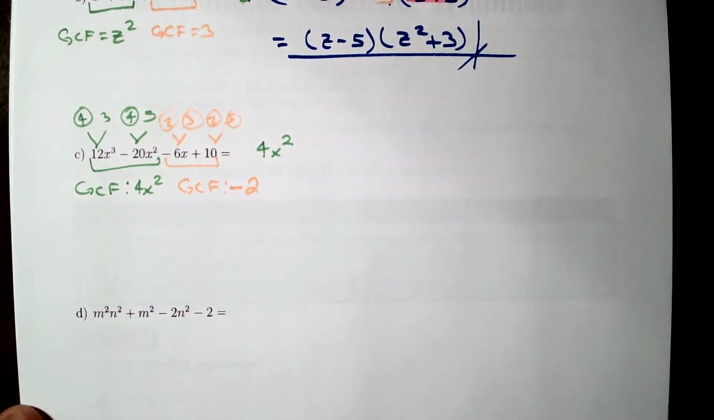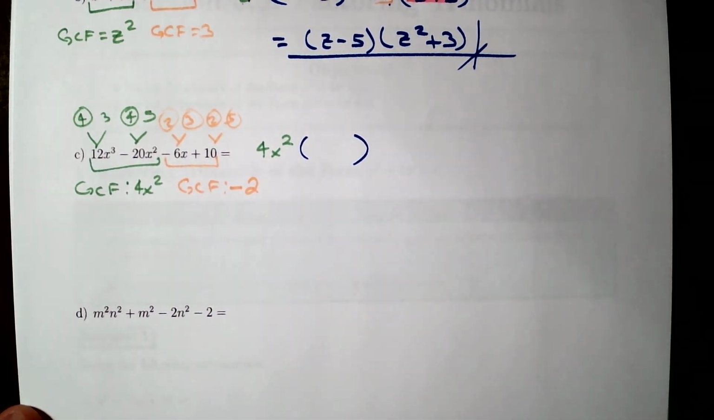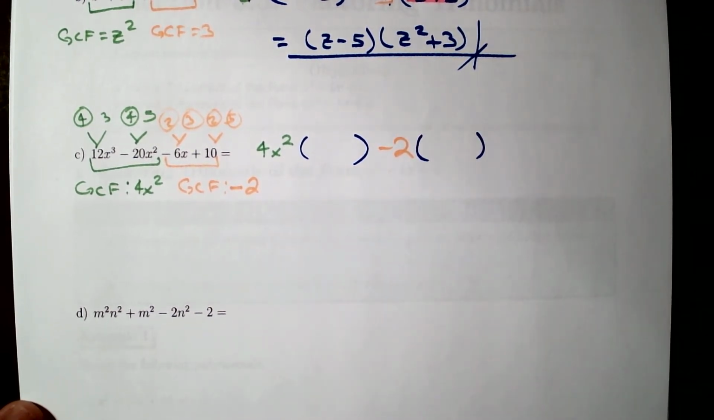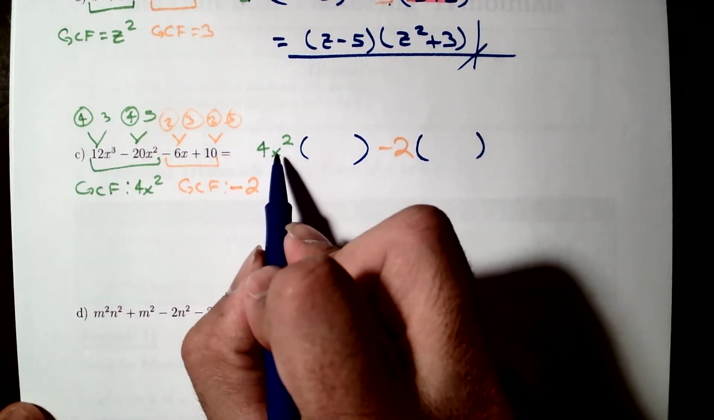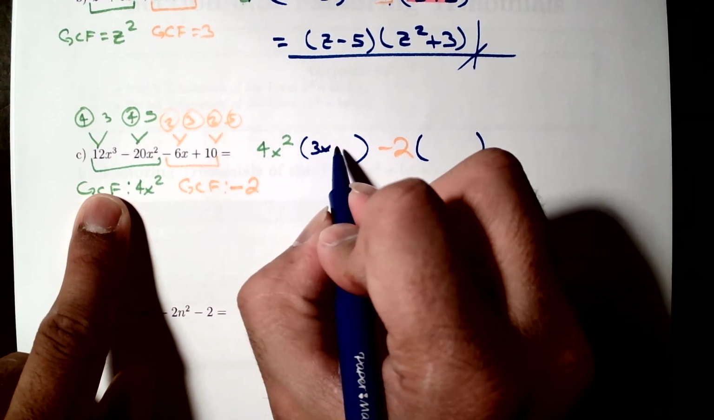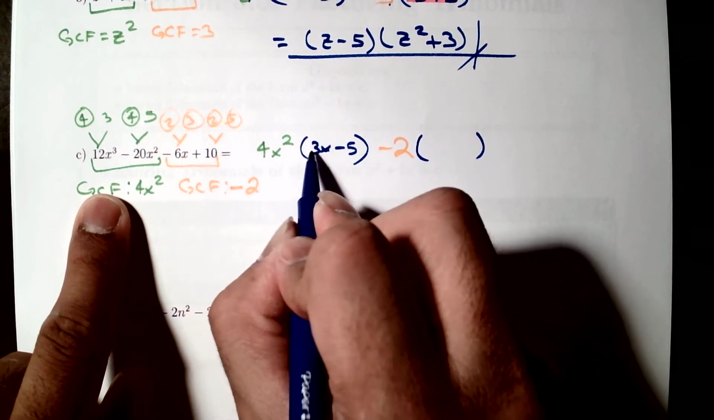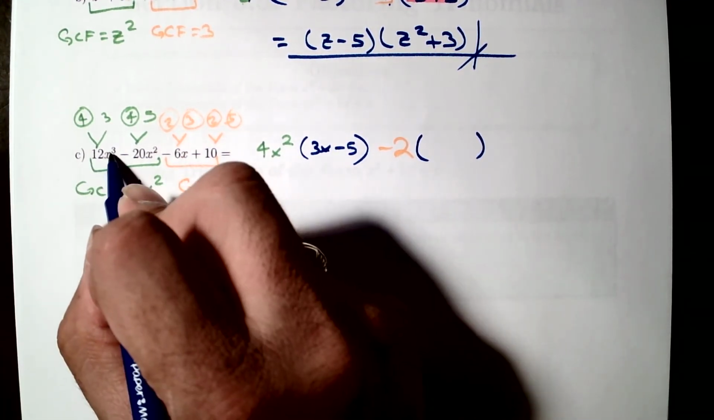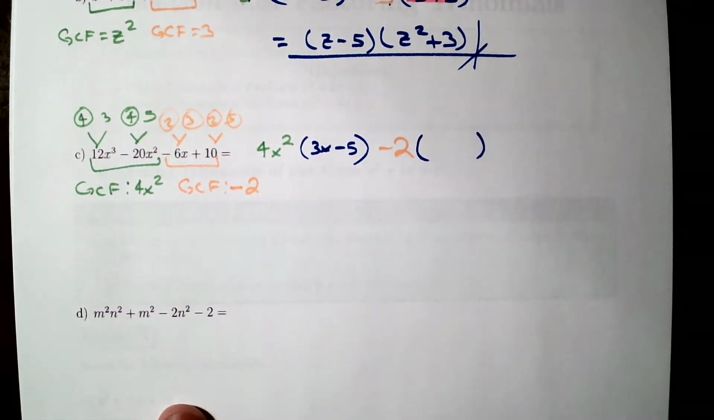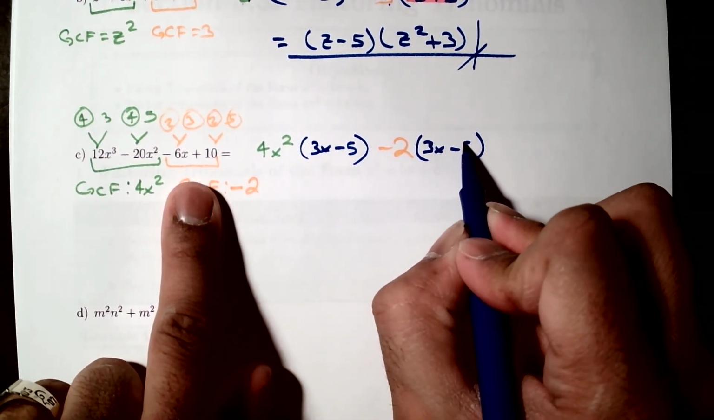So 4x squared times what? And then minus 2 times what? So in this case, 4x squared times 3x minus 5, because 4 times 3 equals 12, and x squared times x equals x cubed, and then 4 times negative 5, that's negative 20, and x squared. And then minus 2 times 3x minus 5.